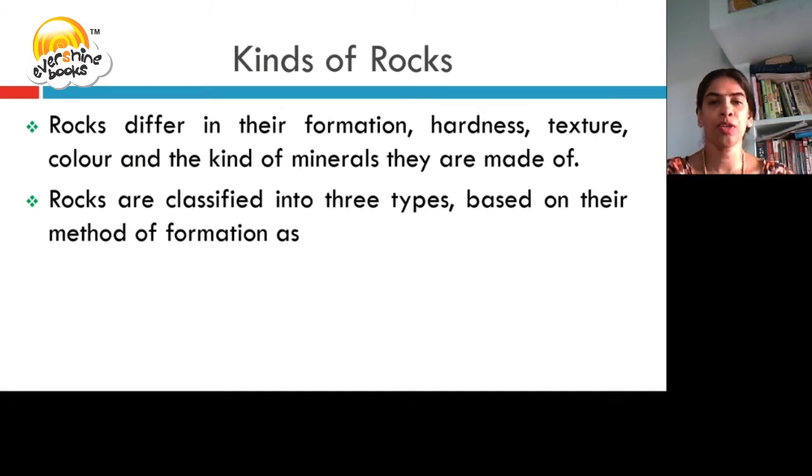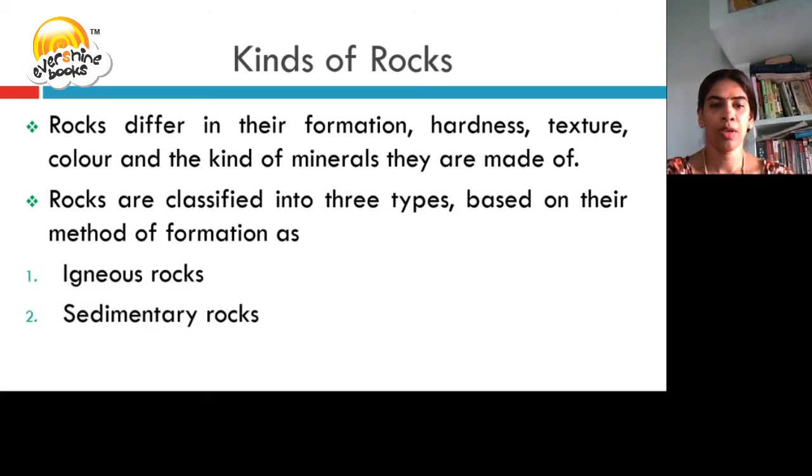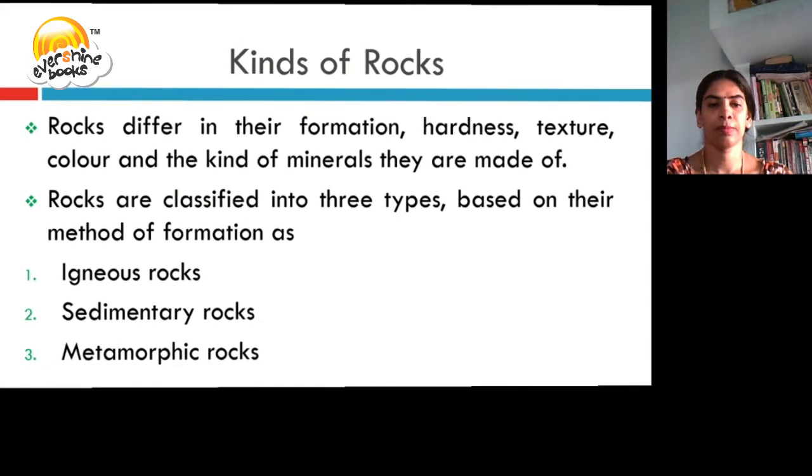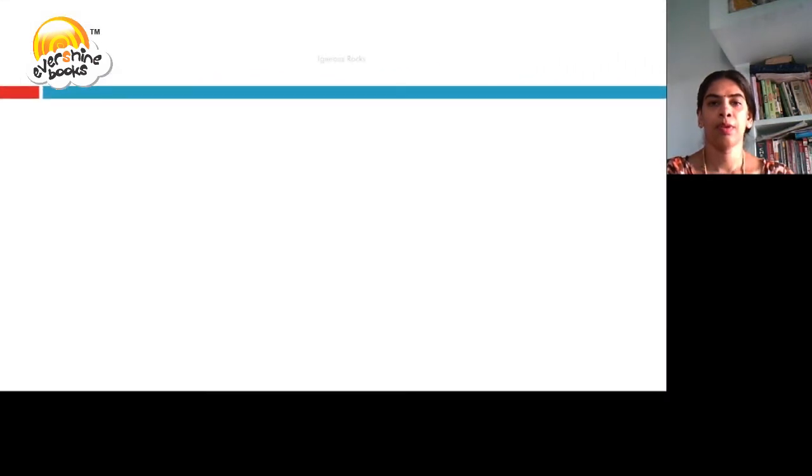Rocks are classified into three types based on the method of formation as igneous rocks, sedimentary rocks, and metamorphic rocks. Let us first learn about igneous rocks.